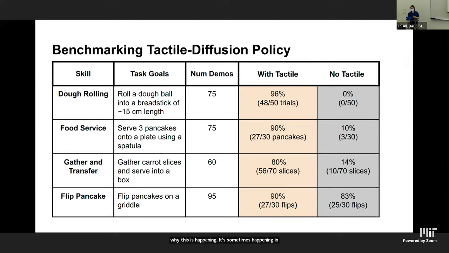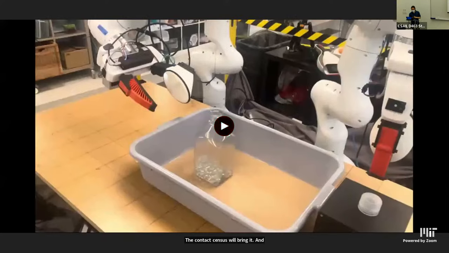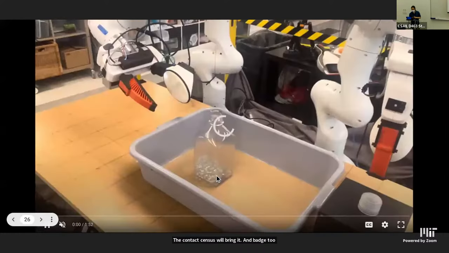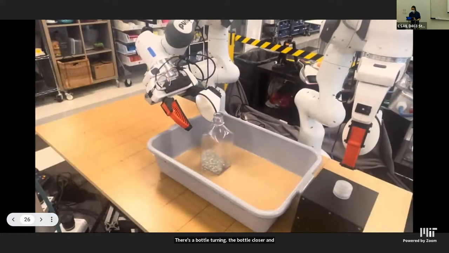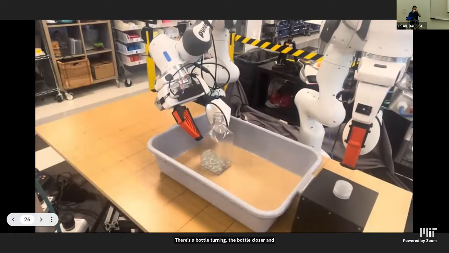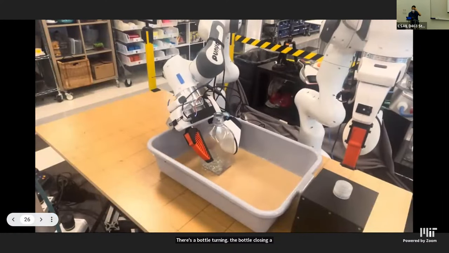For example, we would see the policy being more robust pre-contact. That's not something you would expect the contact sensors were bringing advantage to. Here's the bottle turning, the bottle closing, a fastening example again, just to show you on a bigger screen with more pixels.